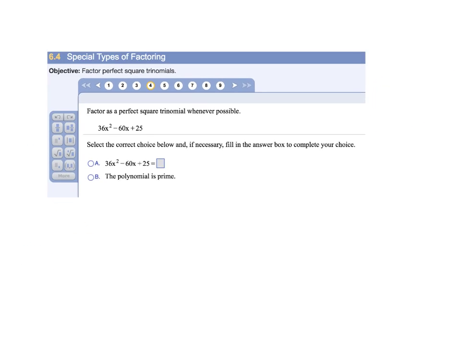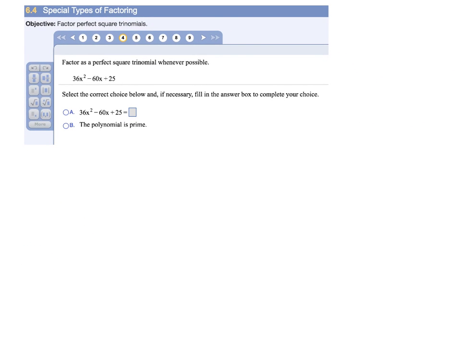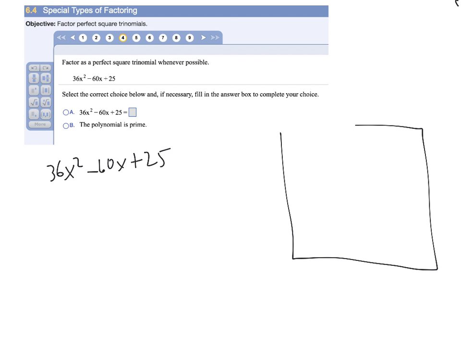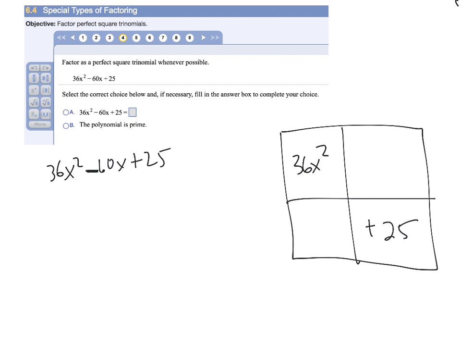More of the same, just the numbers are getting bigger and they're trying to scare us, I guess, a little bit. So what do we have? We have 36x squared minus 60x plus 25. So we're going to draw our box over here. And we've got 36x squared, and we've got positive 25. Now, keeping in mind that's supposed to be a negative 60x, right? So I see that both of these are squares. I see 6x times 6x, and I see 5 times 5.